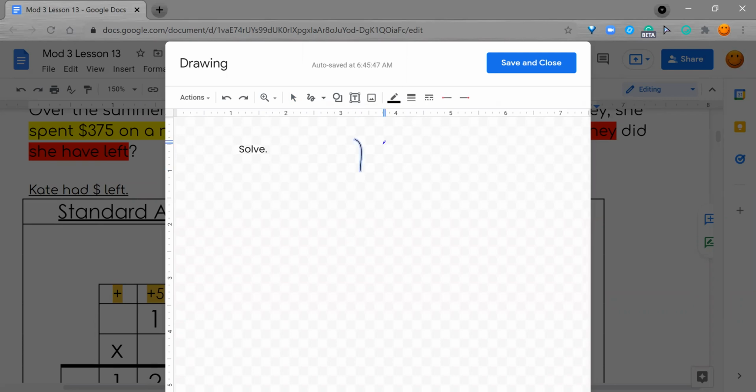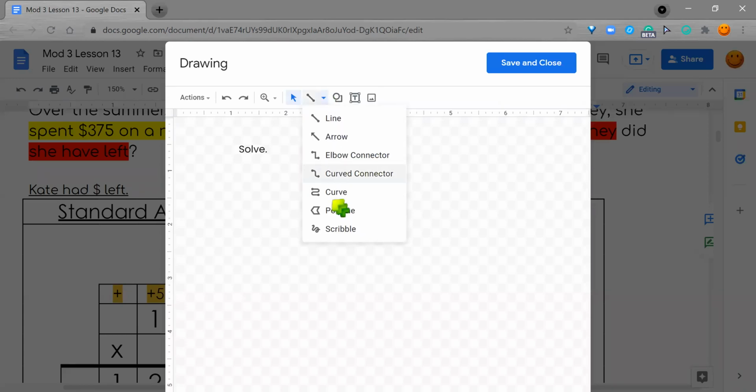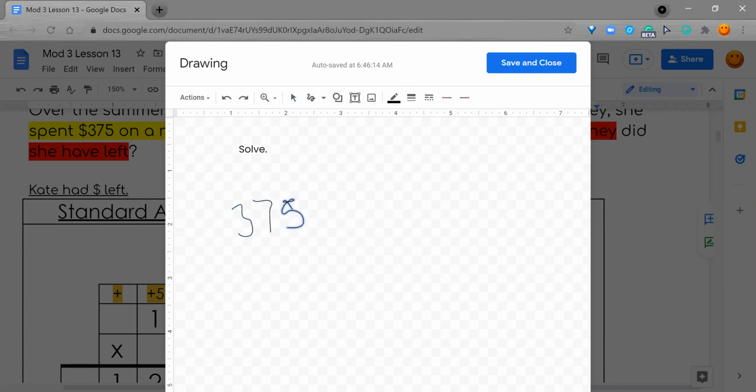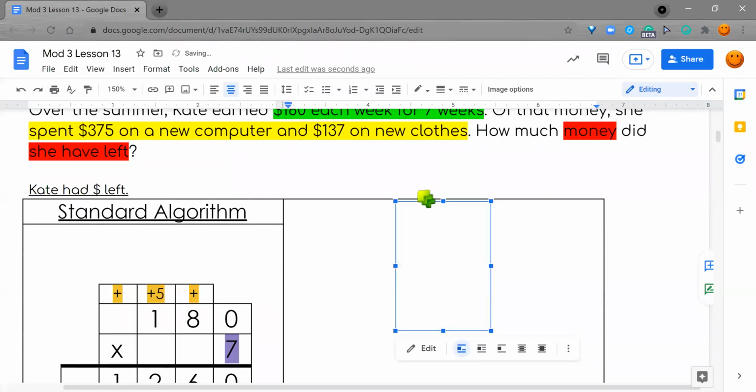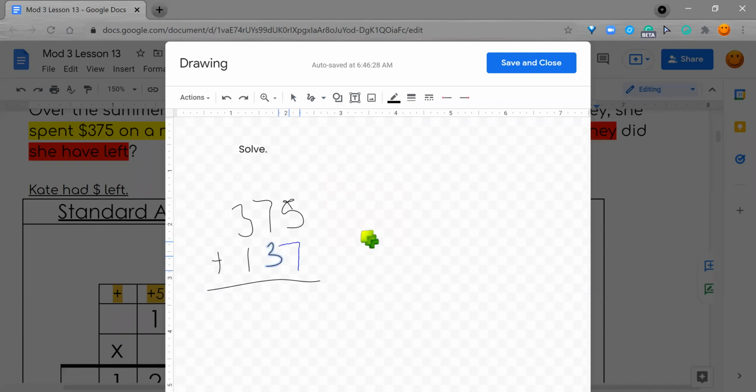Okay, you guys, hold on. I forgot my numbers. So I'm going to quick add 375 and 137 because we know she spent money to do that. So it's 375 plus 137. So notice how I keep going back and forth so that I can re-see the numbers.